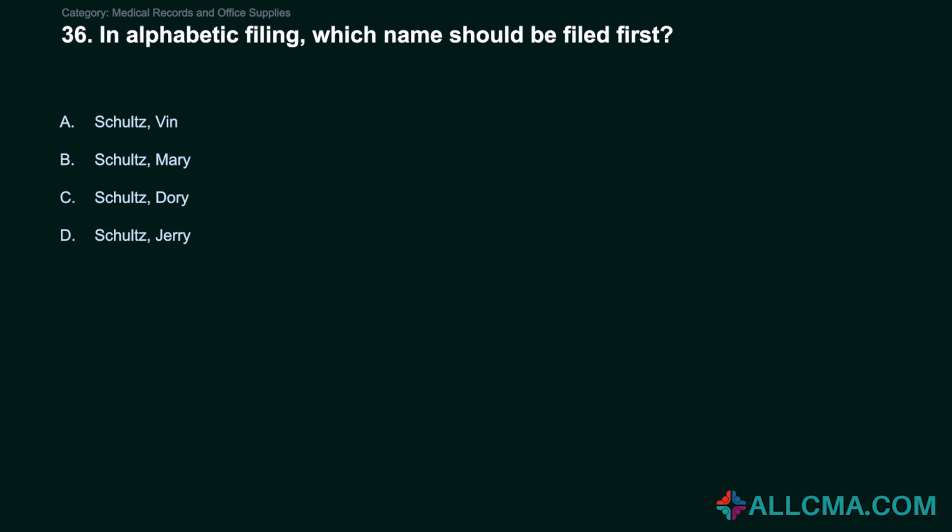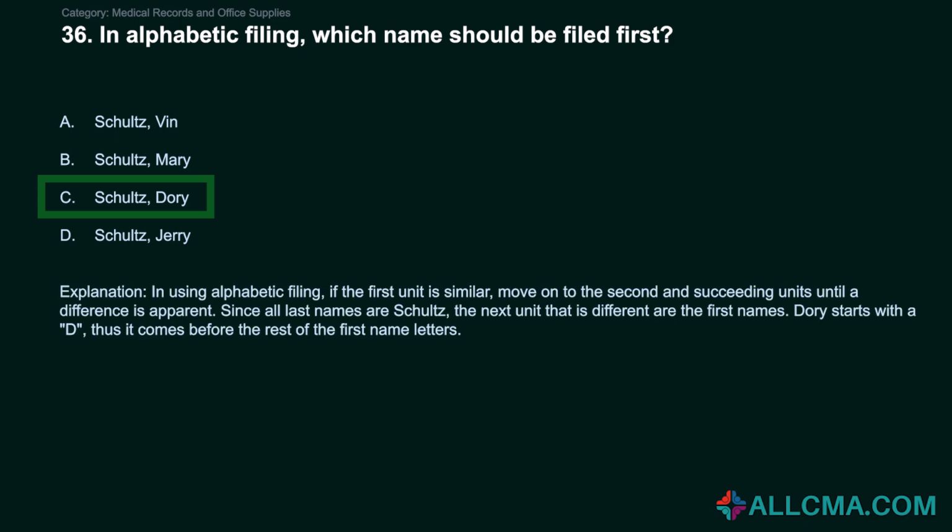36. In alphabetic filing, which name should be filed first? A. Schultz, Vin. B. Schultz, Mary. C. Schultz, Dory. D. Schultz, Jerry. Correct answer, C. Schultz, Dory. In using alphabetic filing, if the first unit is similar, move on to the second and succeeding units until a difference is apparent. Since all last names are Schultz, the next unit that is different are the first names. Dory starts with a D, thus it comes before the rest of the first name letters.